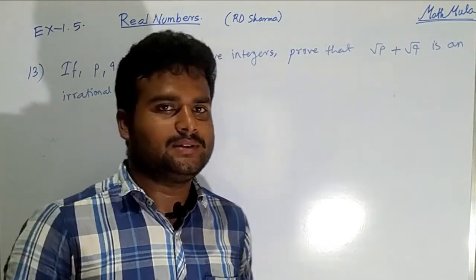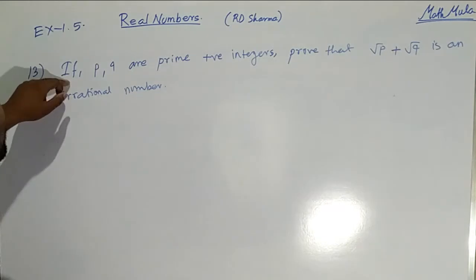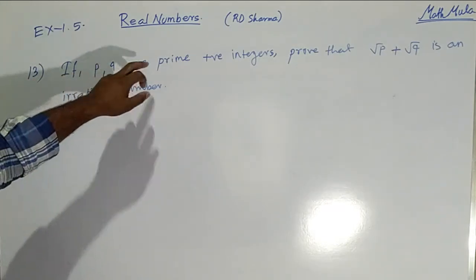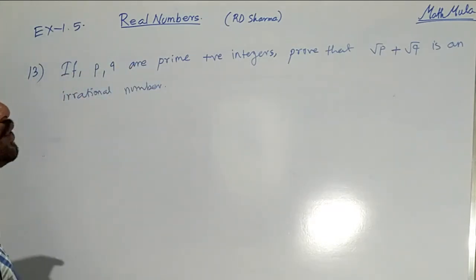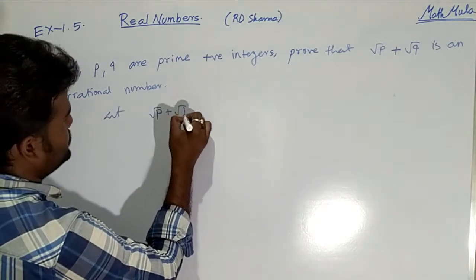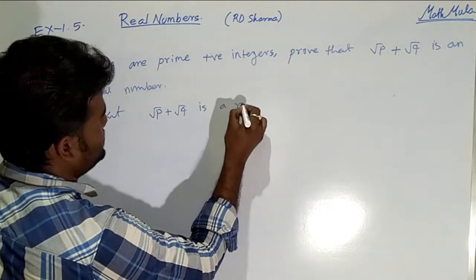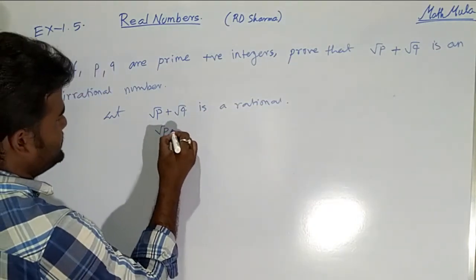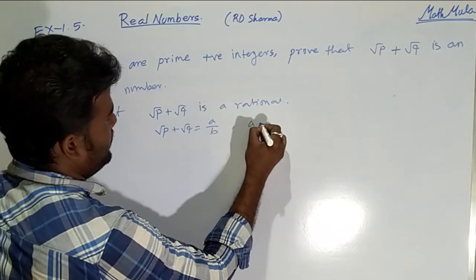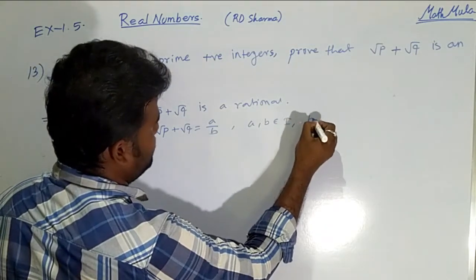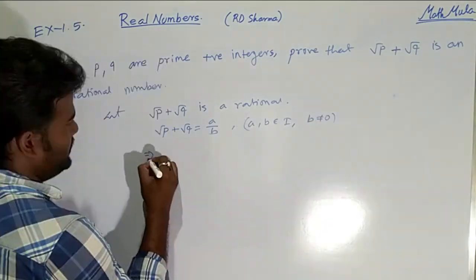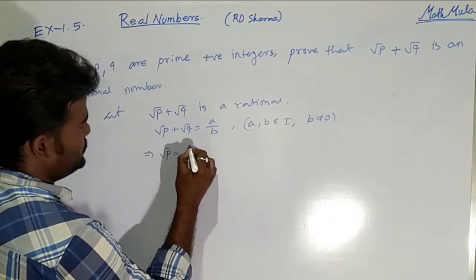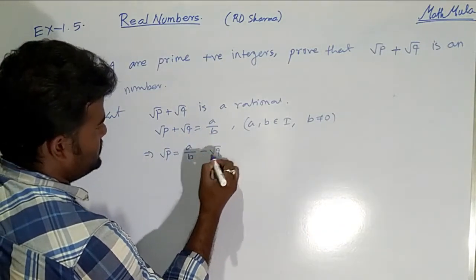Now we solve sum number 13. If p, q are prime positive integers, prove that root p plus root q is an irrational number. Similarly, we prove this sum by contradiction. Let root p plus root q be rational. That means it can be expressed as a by b, where a, b belong to I and b is not equal to 0. Therefore, root p is equal to a by b minus root q.